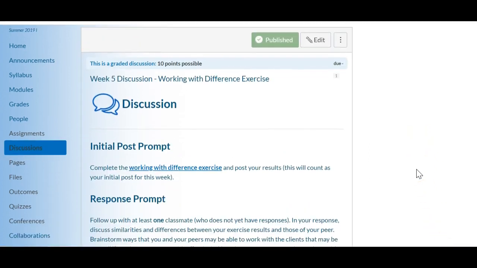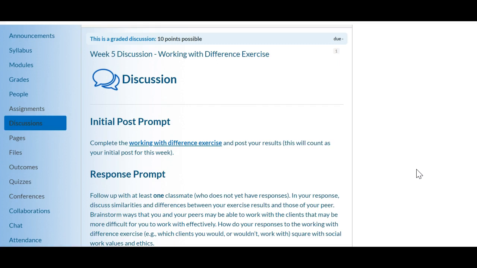In terms of your discussion, you'll use this link to the Working with Difference exercise and post your results. And I think this will be a really rich and potentially eye-opening exercise for you, and provide some interesting discussion with your classmates.